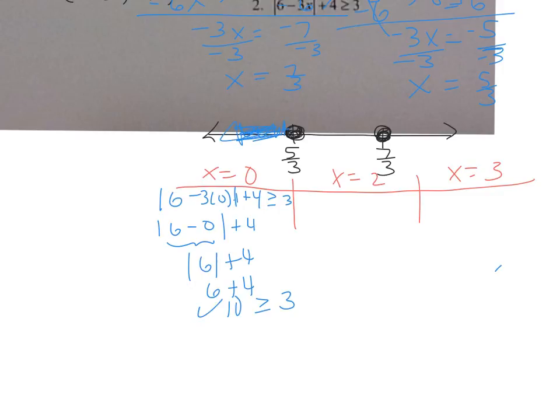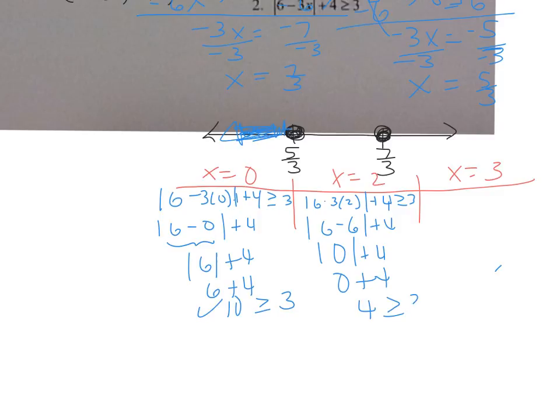And now I'm going to try 2. So it's the absolute value of 6 minus 3 times 2 plus 4 is greater than or equal to 3. So that's 6 minus 6, which is 0. So 0 plus 4 is 4. Is that greater than or equal to 3? That's true also. So I'm going to shade in between.